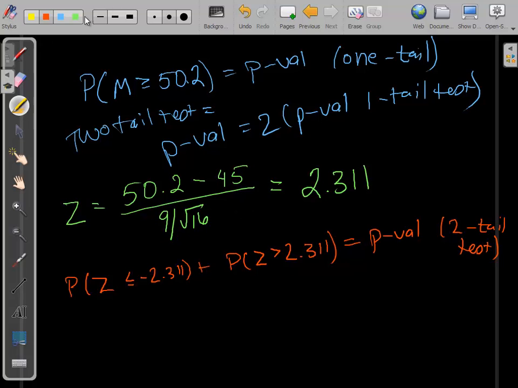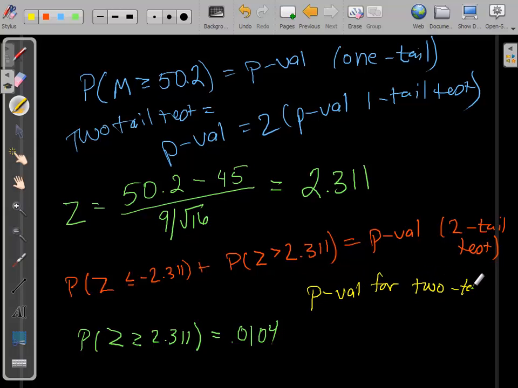So what is the p-value? What's the probability of observing a 50.2 when the mean is 45? The probability of z being greater than or equal to 2.311, if you look this up in table B1, you find that probability is 0.0104. Notice, that would be the p-value for the one tail. Let's look at it for the two tail. The p-value we actually want for the two-tail test would be twice that.